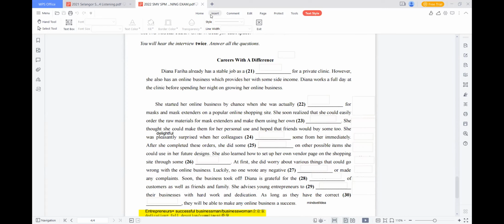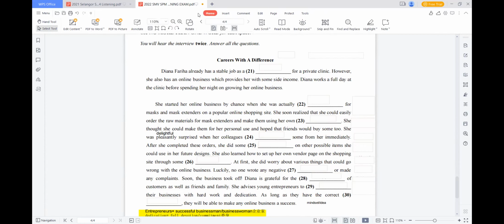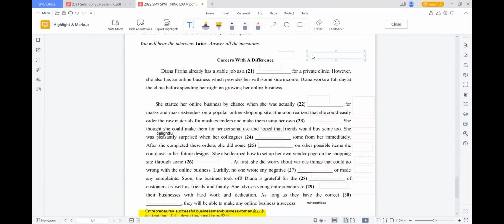Okay, clinic can be either. Let me type out your answer. It can be either doctor. Who else is working in the clinic other than doctor? Nurse, right? Okay. Yes, good. So it can be either doctor or nurse. Quickly. All right, so let's move on. So this one, because she has an online business, it provides some side income. She wants to earn some income. So she worked full time at the clinic, but spends her night time growing her online business.